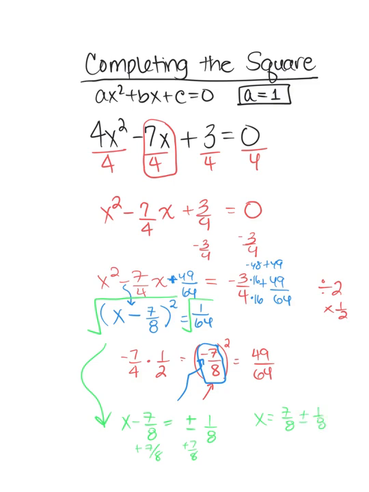And if this was a radical that you were adding, you can leave your answer, but because it's not a radical, I can simplify it. So I have 7/8 plus 1/8, which is 8 over 8, or 1. And then I also have 7/8 minus 1/8, which is 6/8, or always reduce, 3 over 4. Okay, and that's how you complete the square.